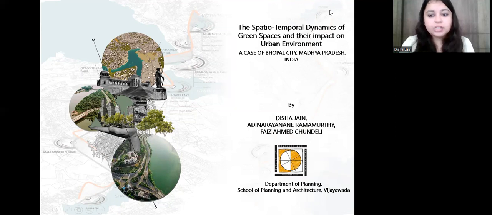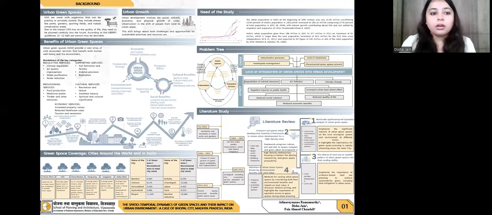I'm very pleased to have this chance to share my research on spatio-temporal dynamics of urban green spaces and their impact on urban development of Bhopal region, Madhya Pradesh, India. Urban green spaces are crucial for sustainable urban development, providing essential ecosystem services for both human well-being and environment. However, urbanization has led to many challenges in integrating urban green spaces in urban development, and this has resulted in reducing the economic benefit, negative impact on urban public health, and degradation of natural resources.